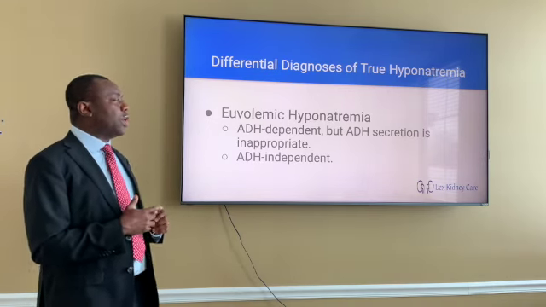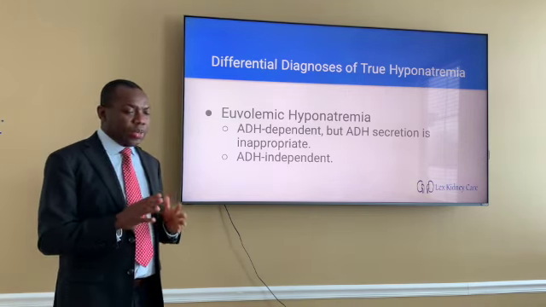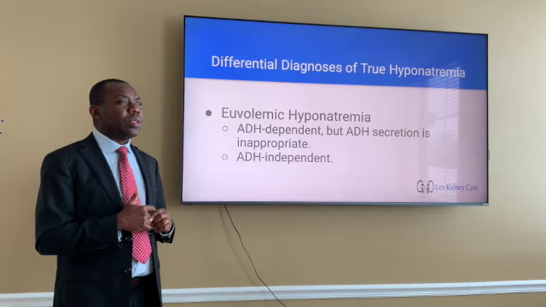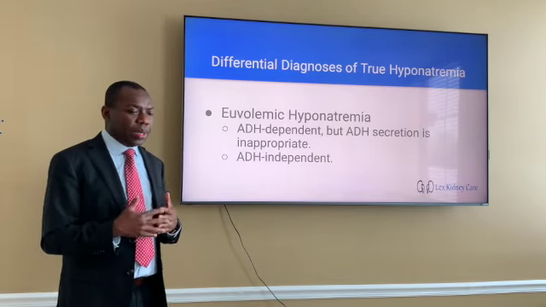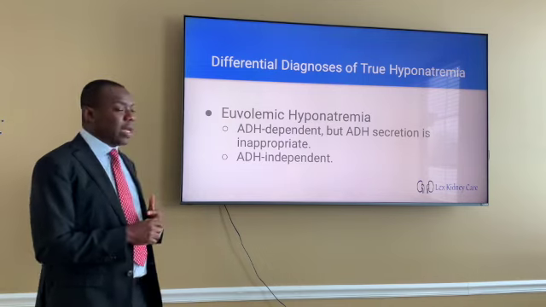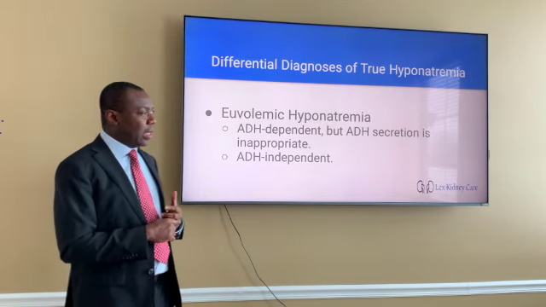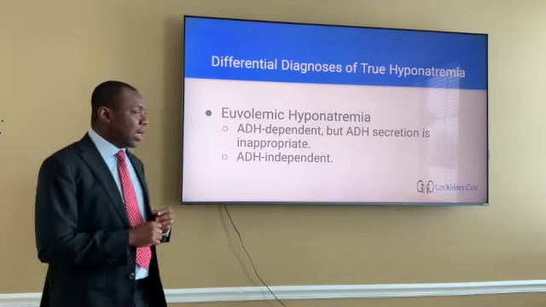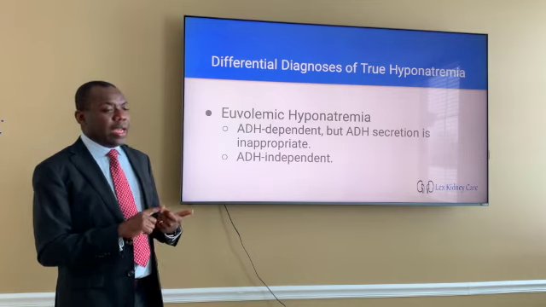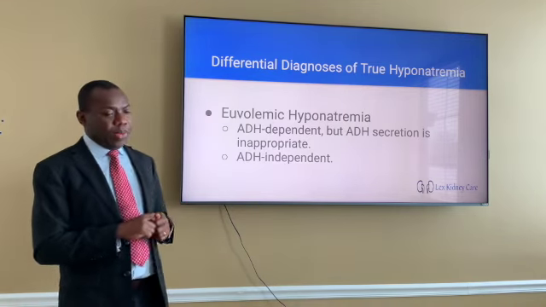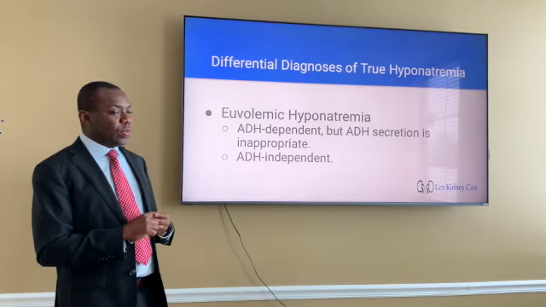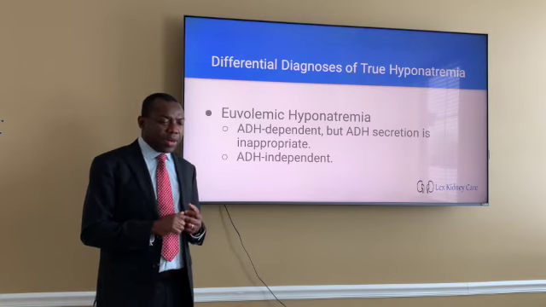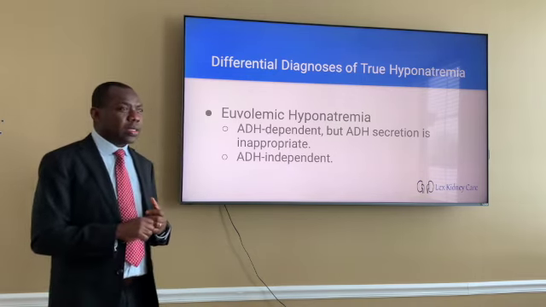Then we come to euvolemic. This is where it becomes a little confusing, but if you understand the concept very well, the person comes in, you check their volume status, it's euvolemic, but it's hyponatremic. It's typically seen in SIADH, which is a very typical clinical scenario. So in that state, euvolemic hyponatremia, you can have two types. You can either have ADH dependent or ADH independent. ADH dependent is where ADH secretion is inappropriate, and that's what we see in SIADH. It's very clear, a typical question we ask on boards.